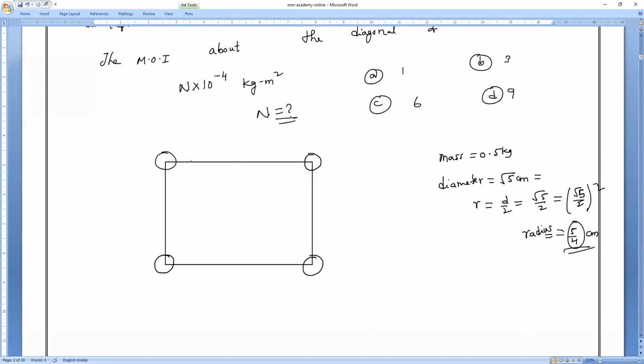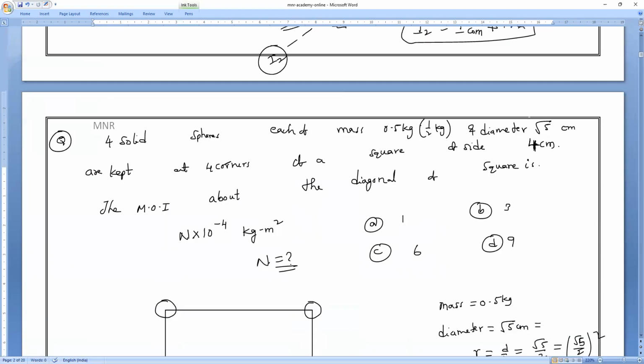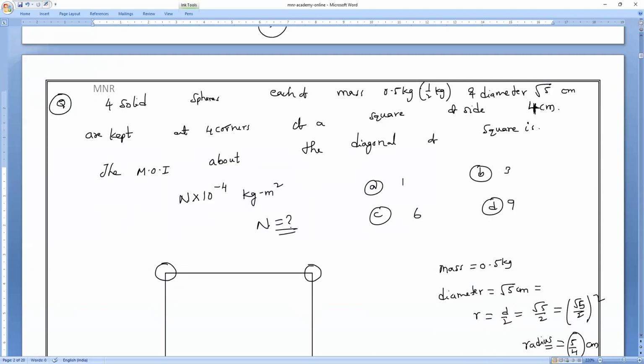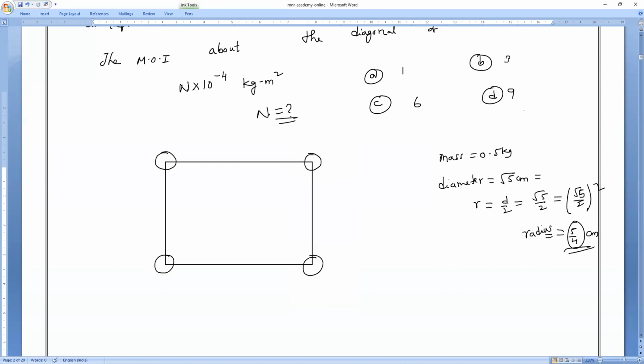Next, you can see the 4 spheres are present. They are kept at the 4 corners of a square, and each side of the square is how much, everybody? Each side is equal to 4 centimeter. Now they are asking for the moment of inertia about the diagonal of a square.